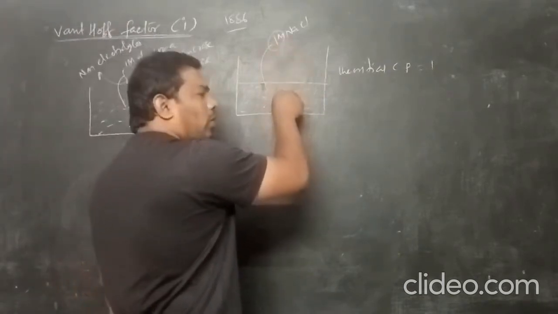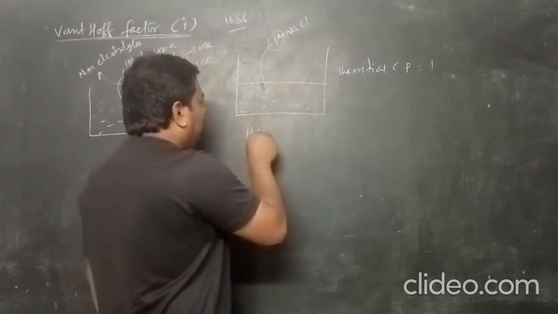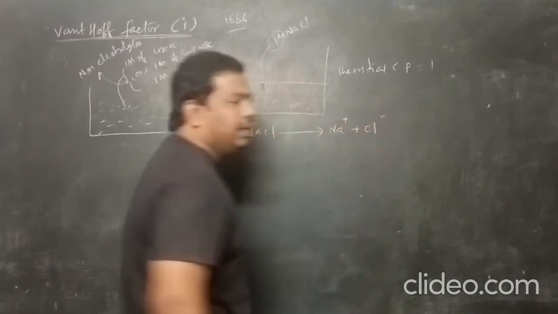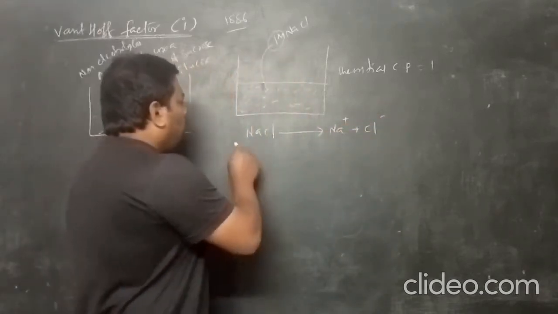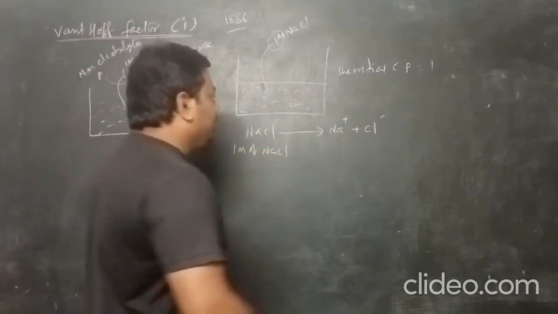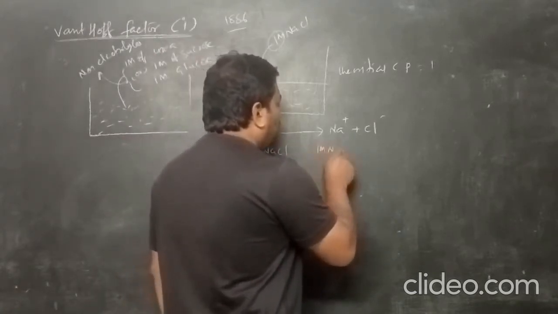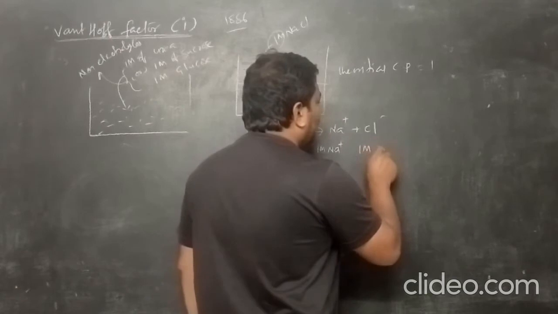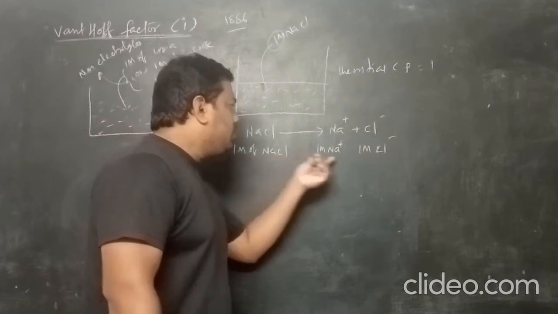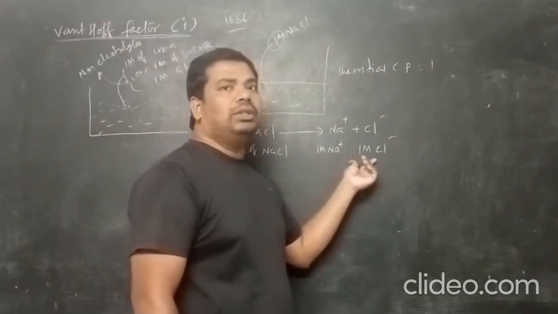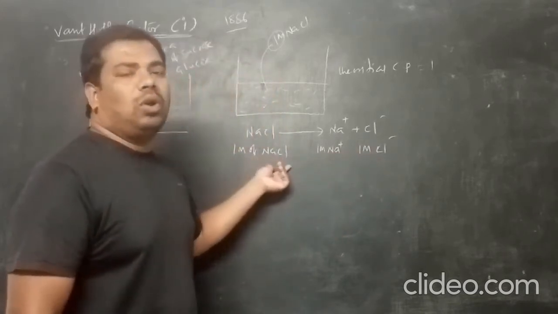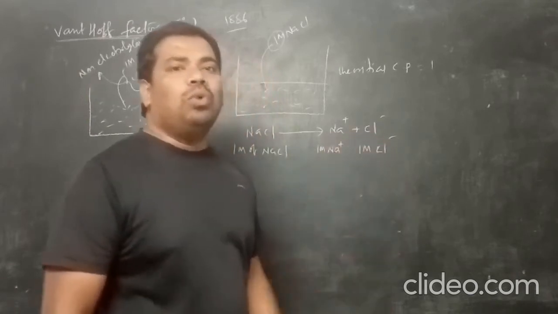Okay, so this sodium chloride is dissolved in water. What will happen? The sodium chloride dissociates into Na+ and Cl- ions. So 1 mole of NaCl in water dissociates to produce 1 mole of Na+ ion and 1 mole of Cl- ion. Therefore the dissociation process makes it 2. It becomes 2, meaning 1 mole of sodium chloride produces 2 moles of ions.